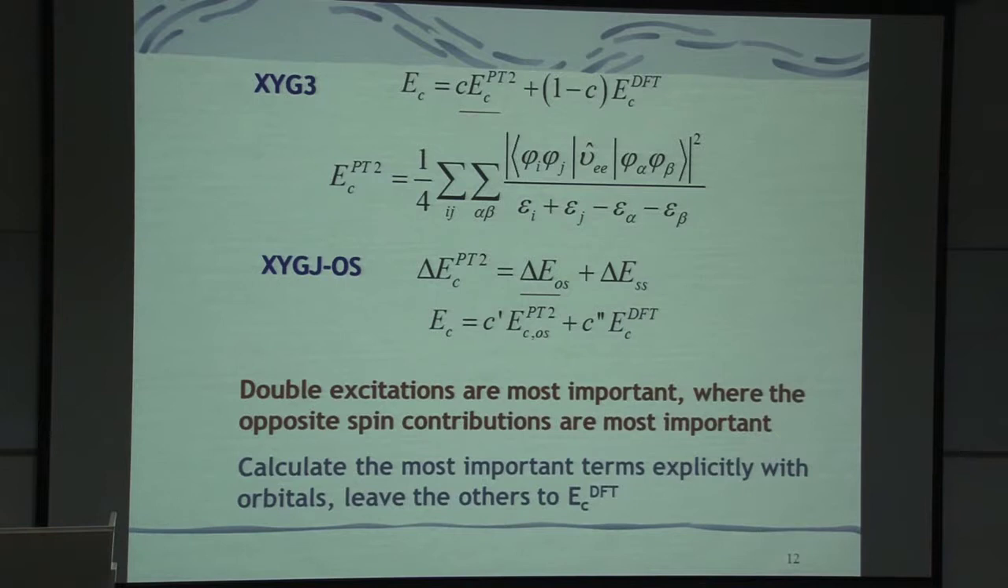But of course, we know that in terms of this double excitation, we have the opposite spin states and also the same spin states. And of course, this OS, opposite spin excitation, is most important because electron pairing tells you the chemical bonding. And so we only explicitly calculate the opposite spin contribution from the doubles and leave the same spin to be described by the DFT. And then we have this OS version, a simplified version of this XYG3.